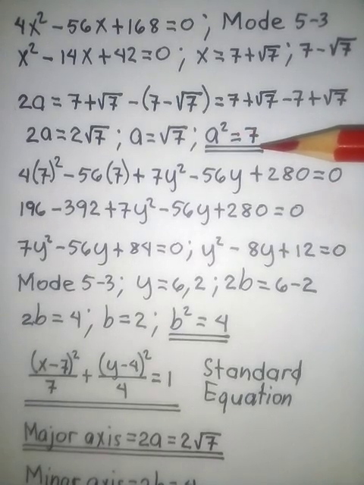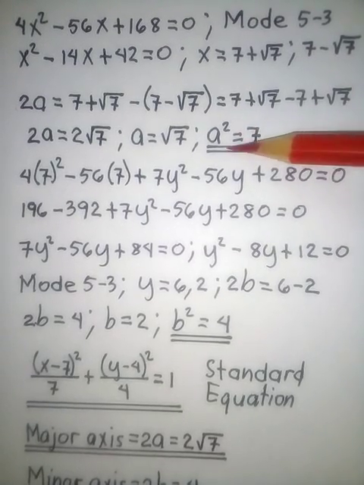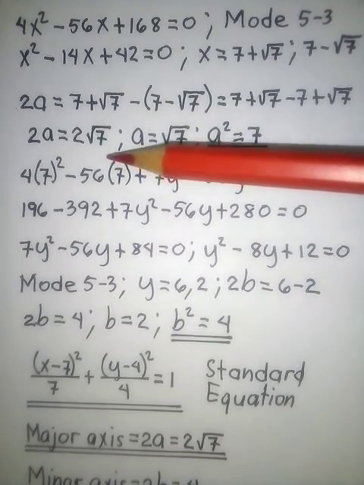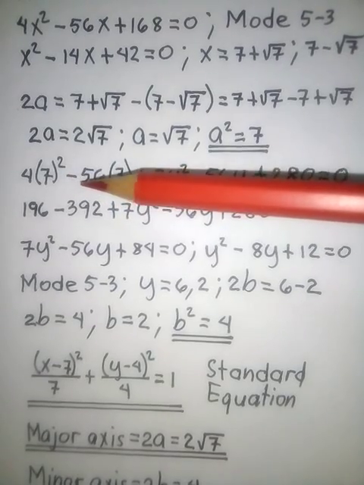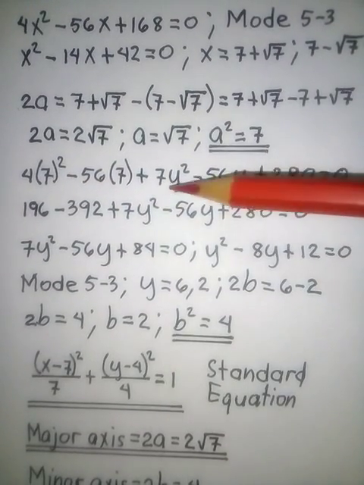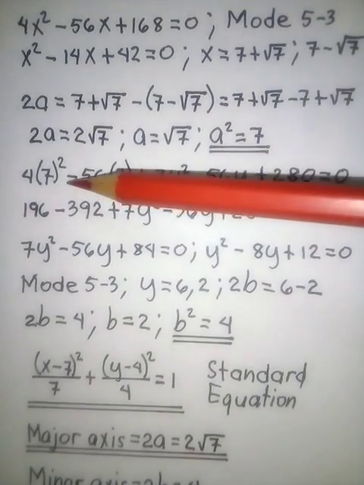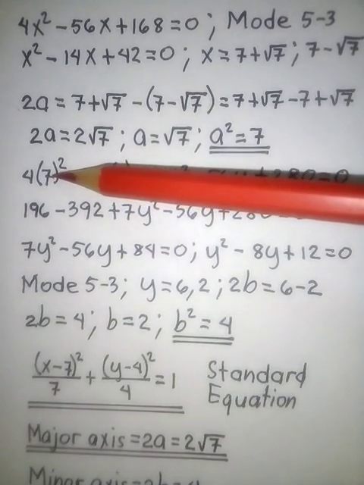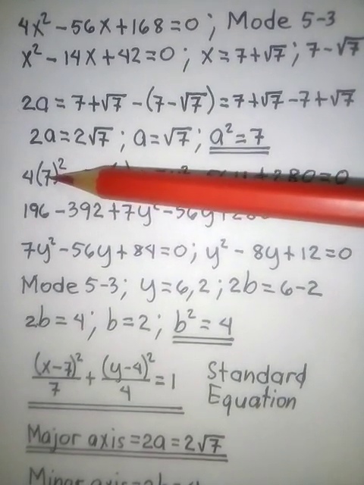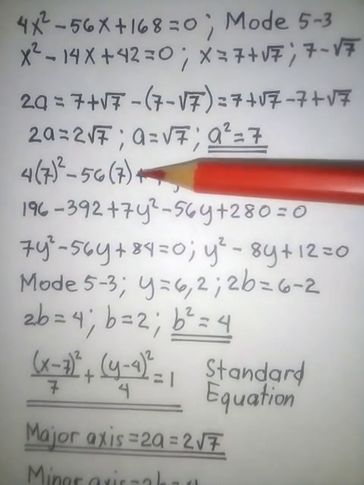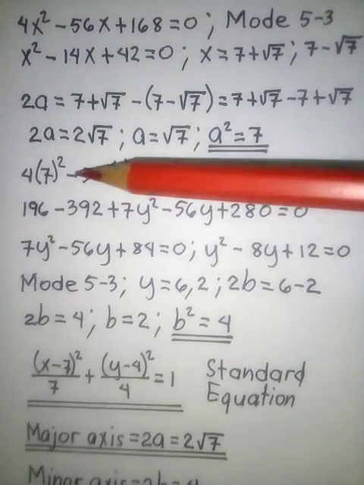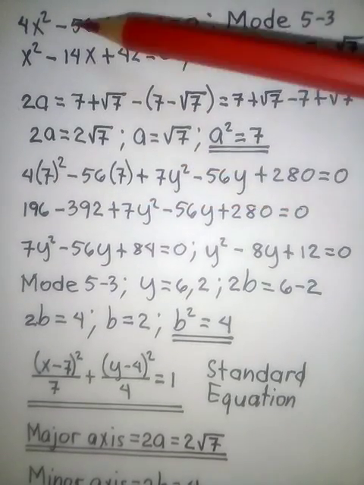We will substitute x is equal to 7 to the original equation. Okay. So, for x squared, x is equal to 7. So, 7 squared minus 56 multiplied by 7 plus 7y squared minus 56y plus 280 is equal to 0.